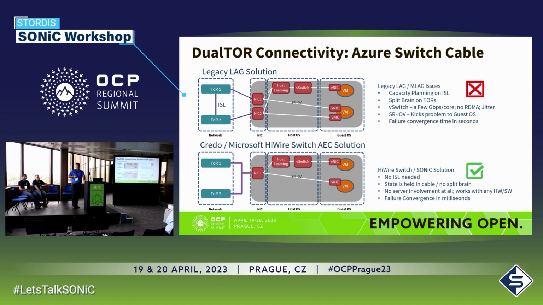So summary, if you look at the legacy system, there were issues with the capacity planning, the ISL, the split brain issue on the TOR, the vSwitch and the SR-IOV, and the switch solution we have doesn't need an interlink between the two TORs. It's all managed by the cable. There's no state held, so the cable can decide which one is active, and it can automatically switch in case of failure. So then there's no server involvement, which is what Microsoft was trying to avoid.